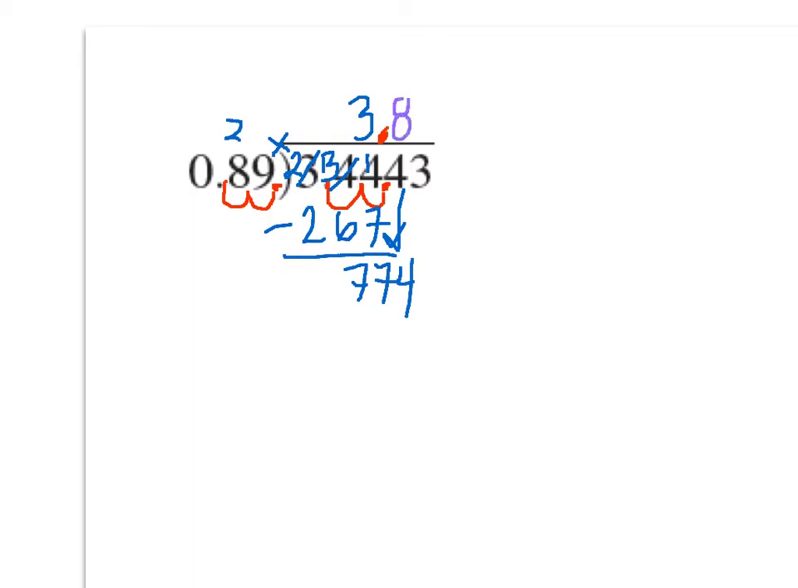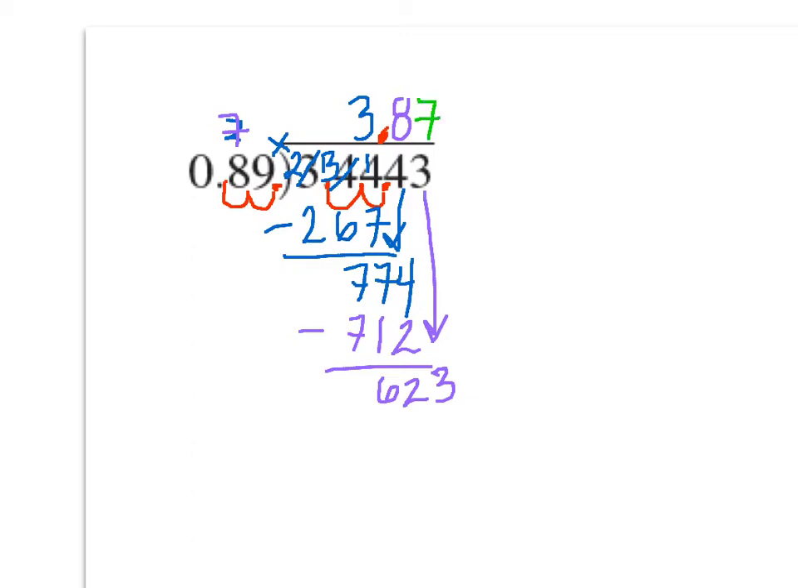So 8 times 9 is going to be 72. Carry the 7. 8 times 8 is going to be 64, plus 7 is going to be 71. Now I'm going to subtract. 4 take away 2 is going to be 2. 7 take away 1 is 6. Now I'm going to bring down this 3. How many times does 89 go into 623? It's going to go in 7 times.